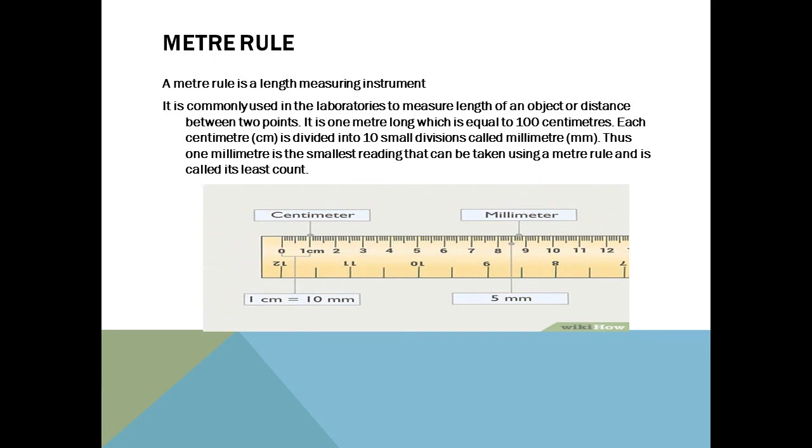Here in this picture you can see 1 centimeter is equal to 10 millimeters. 1 centimeter is divided into 10 small lines, each of which is equal to 1 millimeter. The small line in a meter rule or a scale that you can see is a millimeter. So millimeter is the least count of the meter rule.